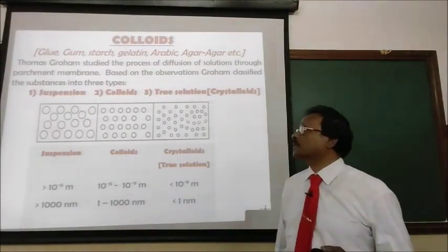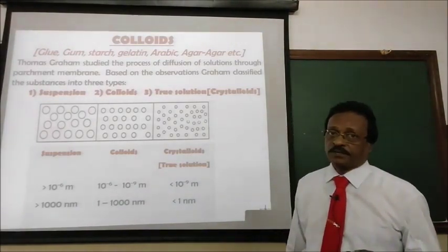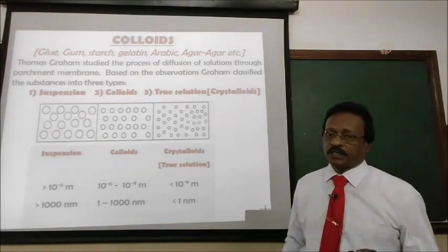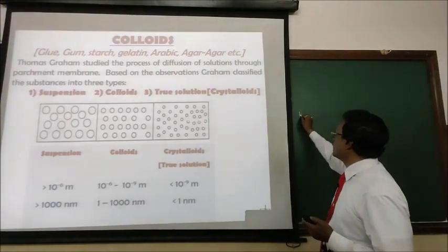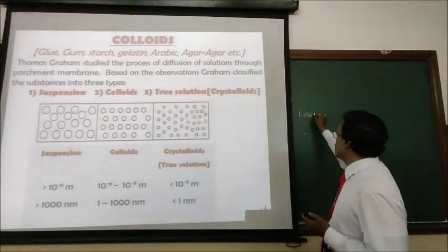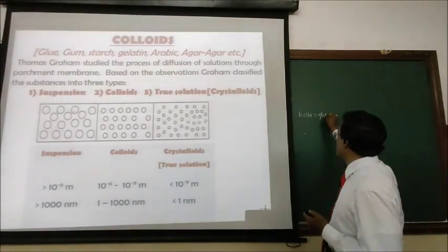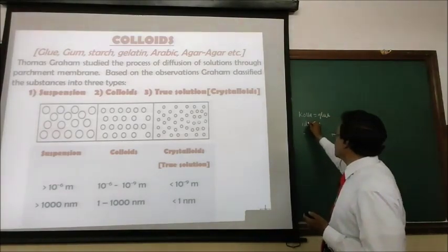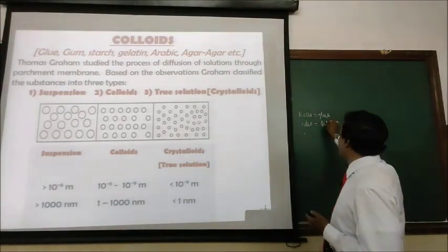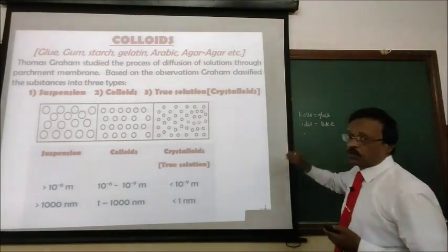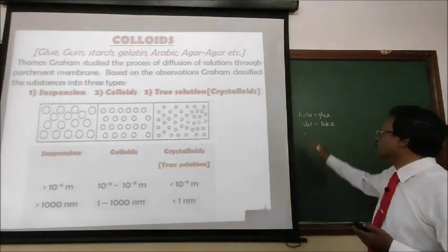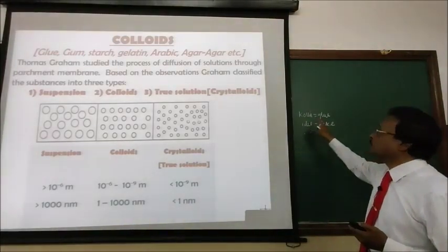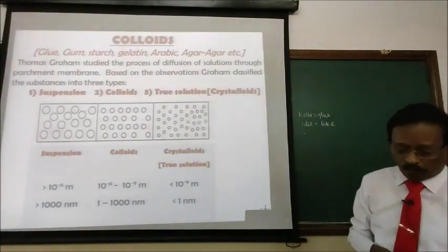First, what is meant by the term colloids? Colloids is a word derived from Latin. It is called colla. Colla means glue. Ides means like. Glue-like compounds are called colloids. So the name has been derived from the Latin name. Colla means glue, ides means like, and glue-like compounds are called colloids.